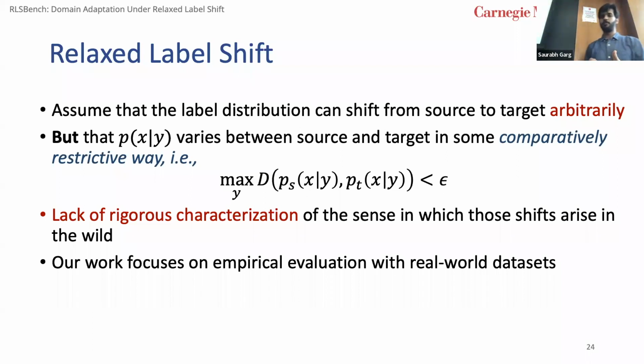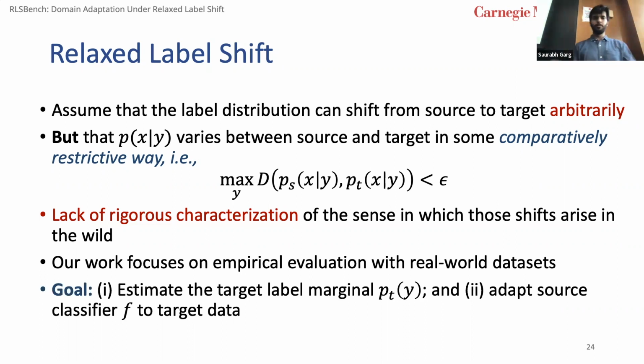Although for the purpose of this talk, except for one result towards the end, I will not be discussing any instantiations of D, but instead focus on datasets that appear in the real world and the shifts that we have seen in some of the benchmarks taken from these practical datasets. The reason is that there is a lack of rigorous characterization of how those shifts actually appear in practice. And the goal here would be the same as the label shift setting. That is, we want to estimate the target label marginal, and at the same time also adapt the classifier f that we have trained on source to target data.